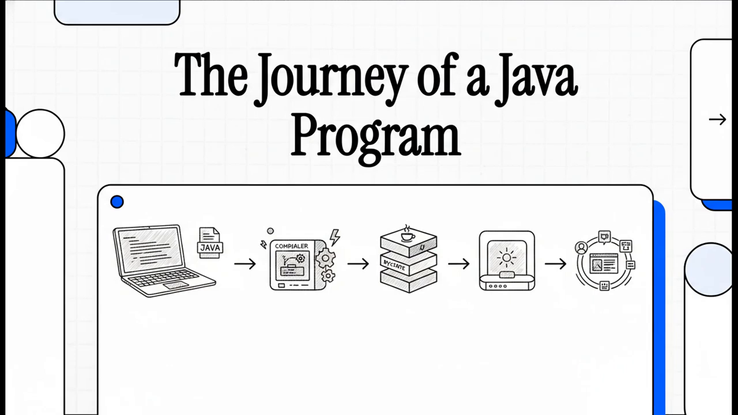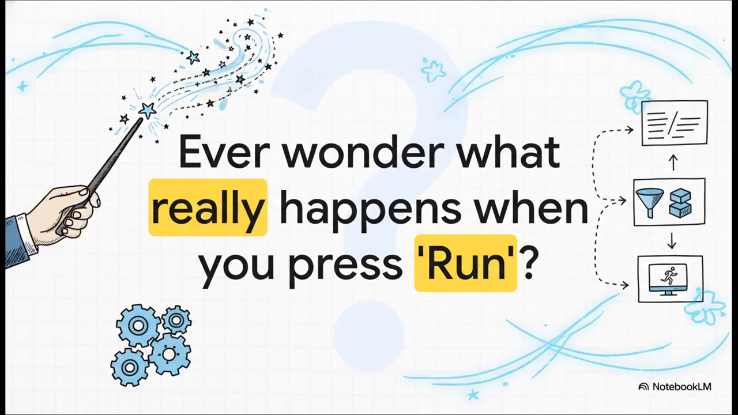Hey everyone, and welcome. So today we're going to take a journey that happens millions, maybe billions of times a second all over the world. We're going to follow a single Java program from its very first moment as just an idea all the way to becoming a fully running application. I mean, it really feels like magic, doesn't it? You write some code, you press that little run button, and poof, something just happens. But of course, it's not magic. It's actually a super fascinating step-by-step process, and by the end of this, you're going to know exactly how it all works.